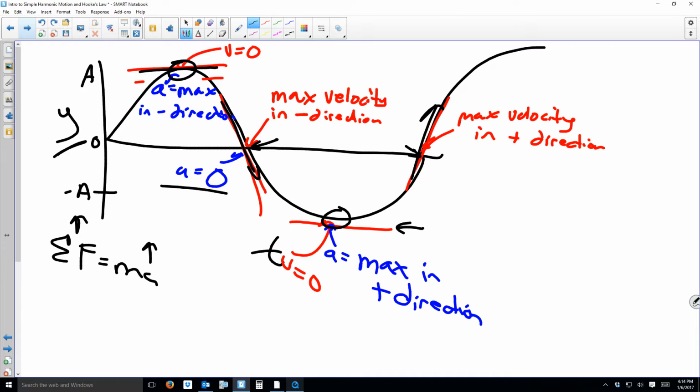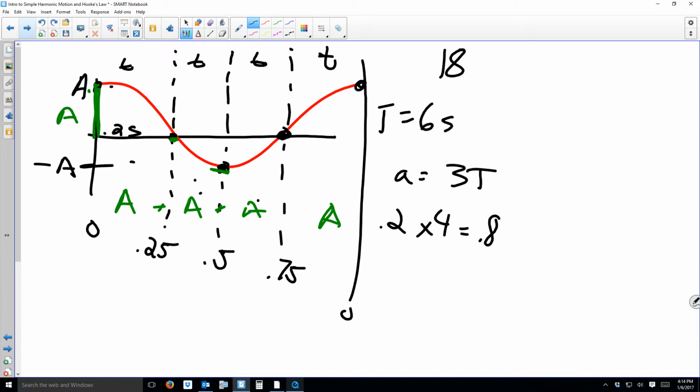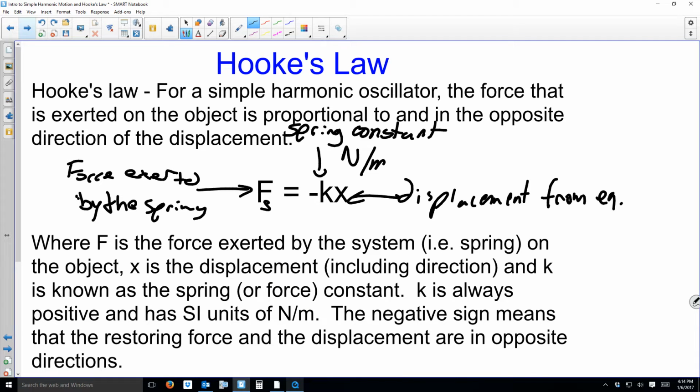A couple little sample problems, you can check those out online. But today and in the second day, we talked about Hooke's law. We wanted to give actual numbers to those forces and acceleration. So Hooke's law for simple harmonic oscillators, it has to follow. Hooke's law has to be true and present if you have a simple harmonic oscillator.